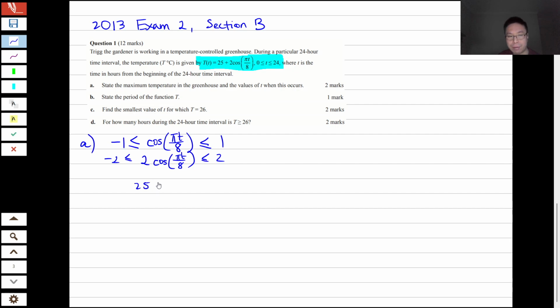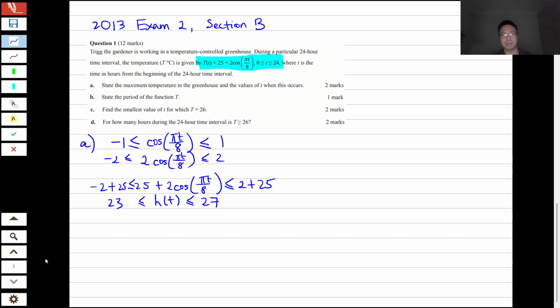And if I add 25 to everything, I get 2 plus 25, and -2 plus 25. And so T of t is between 27 and 23. 25 plus 2 and 25 minus 2. So the maximum value is 27. And this is what I would just write, 25 plus 2, which equals 27. This is the reasoning that's happening in the background.